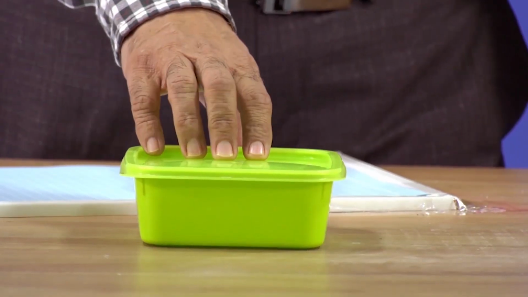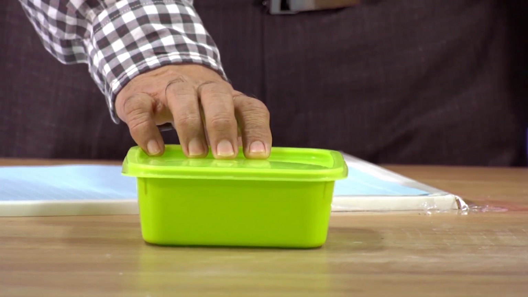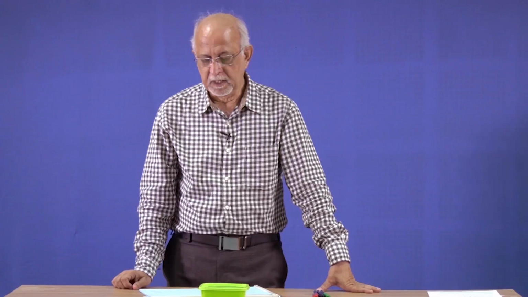Look at this box placed on this table. We want to make this box move over this surface. What measures should we take?